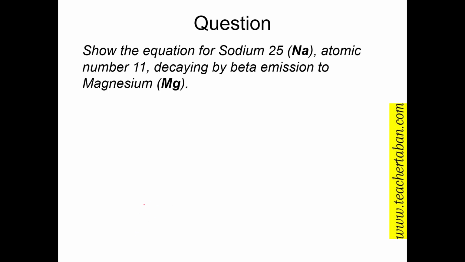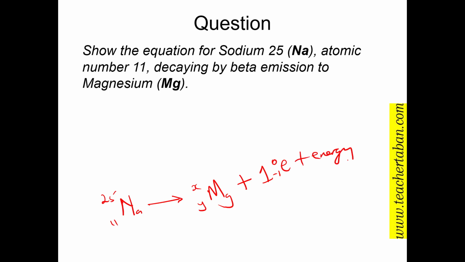Okay, likewise, even this one we simply say that we have sodium-25 (atomic number 11) decaying to magnesium whose atomic mass is unknown. I will give it a letter X and then atomic number Y, plus 1 beta particle and then plus the energy. The trouble that we have is to find the value of X and then Y, and then we write our equation with those changed.